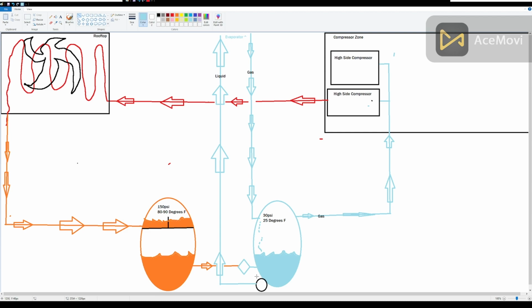You have your cold liquid going out there, boiling off and becoming a cold gas, and that cold gas getting compressed so that you can reject heat out of it outside.